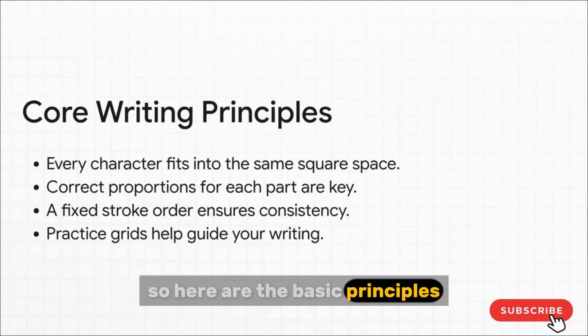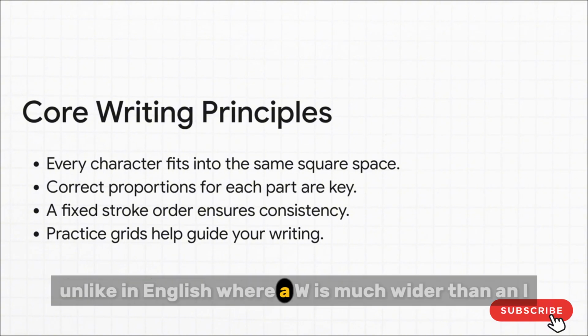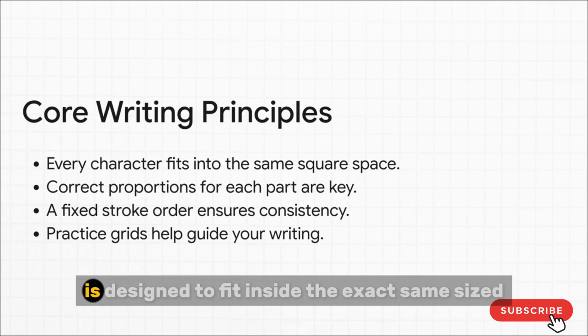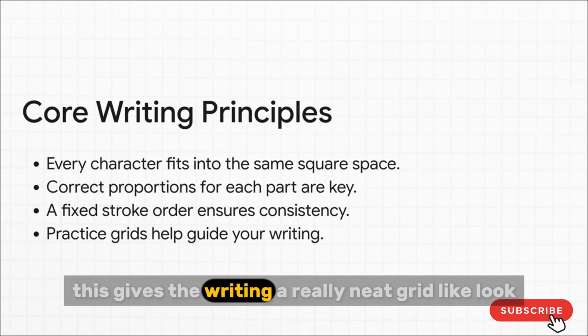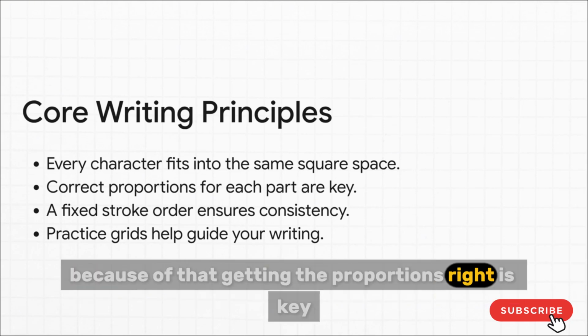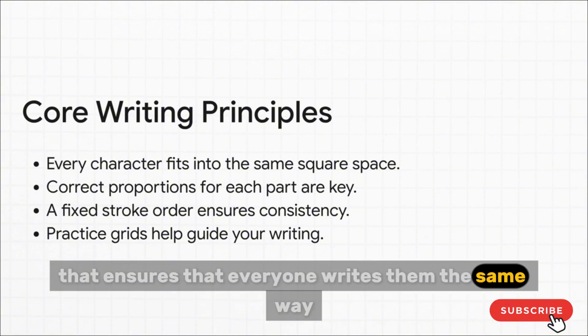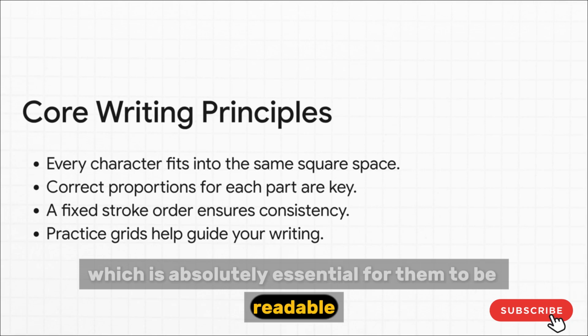So here are the basic principles. Unlike in English, where a W is much wider than an I, every single Chinese character, doesn't matter if it's simple or incredibly complex, is designed to fit inside the exact same sized invisible square. This gives the writing a really neat, grid-like look. Because of that, getting the proportions right is key, and there's a fixed, universal stroke order for writing every character that ensures that everyone writes them the same way, which is absolutely essential for them to be readable.